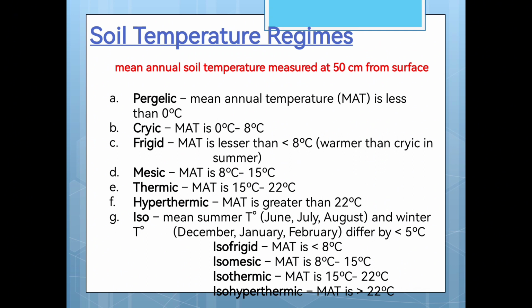Isothermic naman siya when the mean annual soil temperature is 15 degrees Celsius to 22 degrees Celsius. Isohyperthermic siya when the mean annual soil temperature is greater than 22 degrees Celsius. But to be considered iso, the mean summer temperature, which is happening from June, July, August, and the winter temperature, which is happening December, January, February, should differ by less than 5 degrees Celsius.